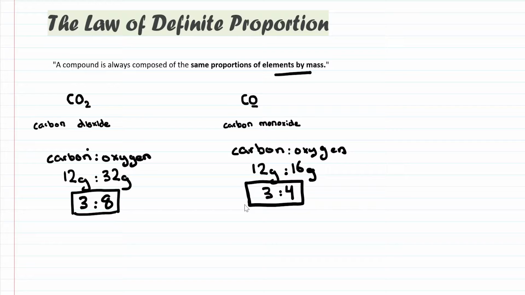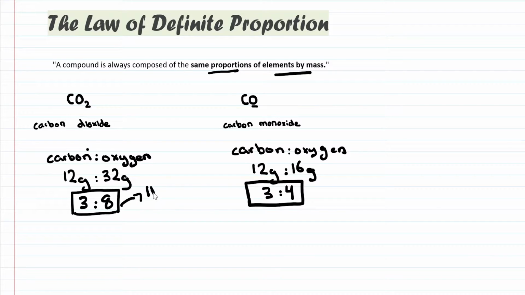Now, what's really important here is that this ratio of carbon to oxygen is what makes this compound carbon dioxide. It is unique, it is proprietary to this particular compound. The same thing for this one. Even though they're made of the same elements, the way that they're proportionately put together is what gives these substances their respective identities. Think of it as an ID in a way.